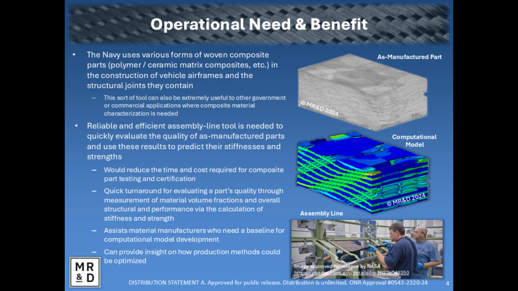This is of great concern to the Navy, which uses woven composite parts in a wide array of vehicles that require the sort of mechanical and thermal strength only these materials can provide. The Navy and its contractors need a computational tool that can be efficiently implemented to evaluate the quality and mechanical properties of as-manufactured parts. Such a tool would help reduce the time and cost required for mechanical testing and certification by quickly evaluating overall quality through measures like stiffness, strength, and constituent material volume fractions. Additionally, these results could be used to optimize the part's design and/or accompanying manufacturing processes.